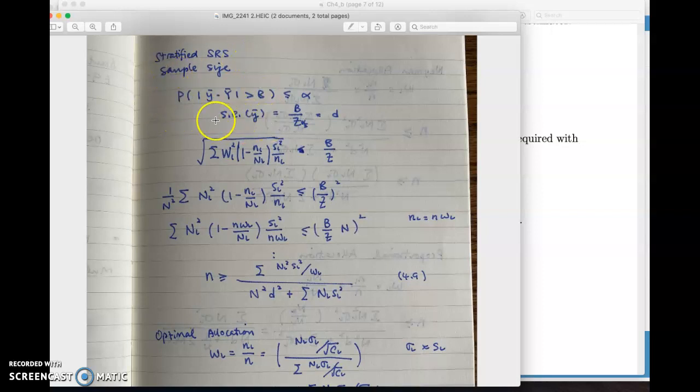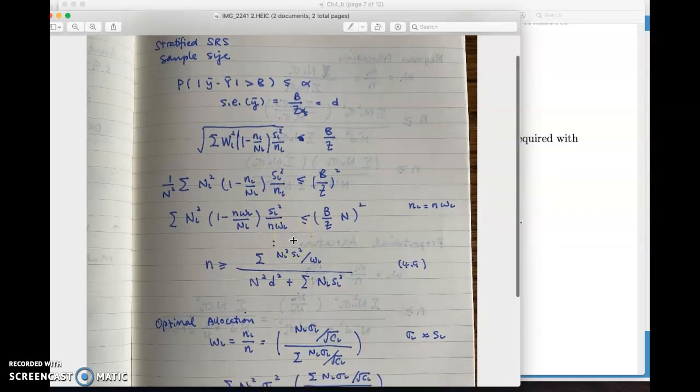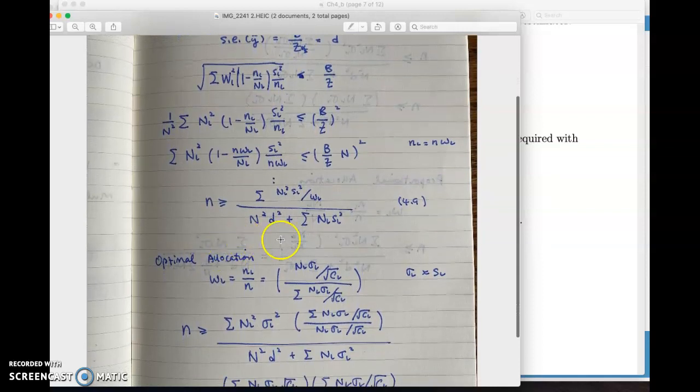Under stratified random sampling, we showed how to find the sample size formula. This is sample size formula 4.9. The sample size is bounded by the summation of NL squared SL squared over WL, divided by the denominator, which is a big expression. Now we want to replace that wL under optimal allocations with this. So substitute this into wL.